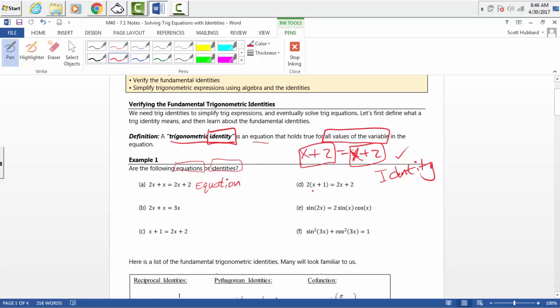What about over here though? Let's do B first. B is 2x plus x equal to 3x. Is that an equation or is that an identity? Well, that is definitely an identity because 2x plus x, you just combine like terms, that's 3x. So 3x does equal 3x all the time, for all values of x. So that means it's an identity.